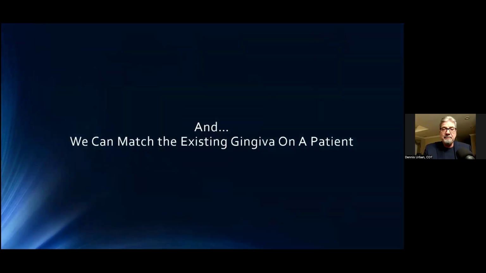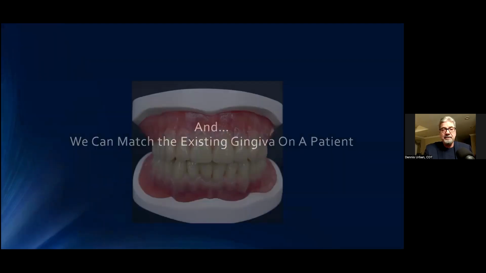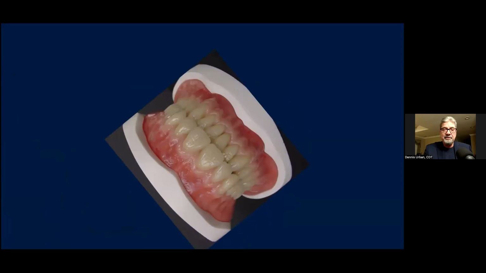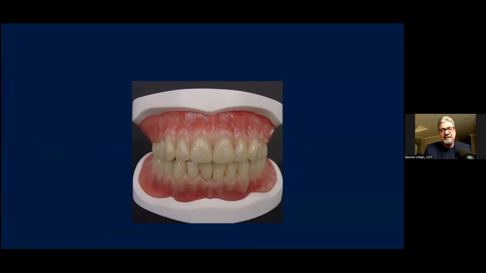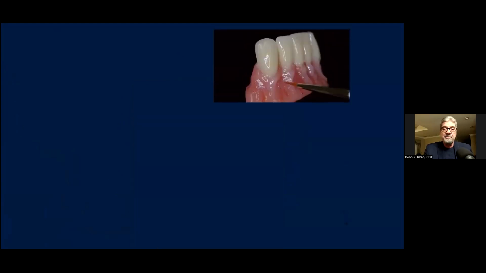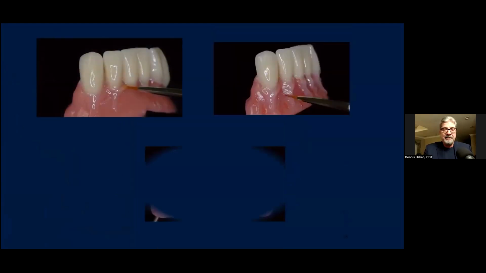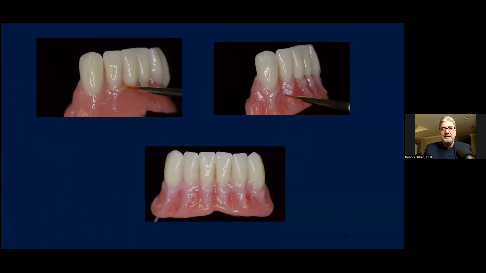And now we can match the existing gingiva on the patient with denture-based stain. Look at this beautiful denture. These are with PhysioDent's teeth, and the denture base was stained to match the patient's gingiva. And we can do that now on digital dentures also with special techniques. And this is just showing staining denture base here to match the patient's gingiva.